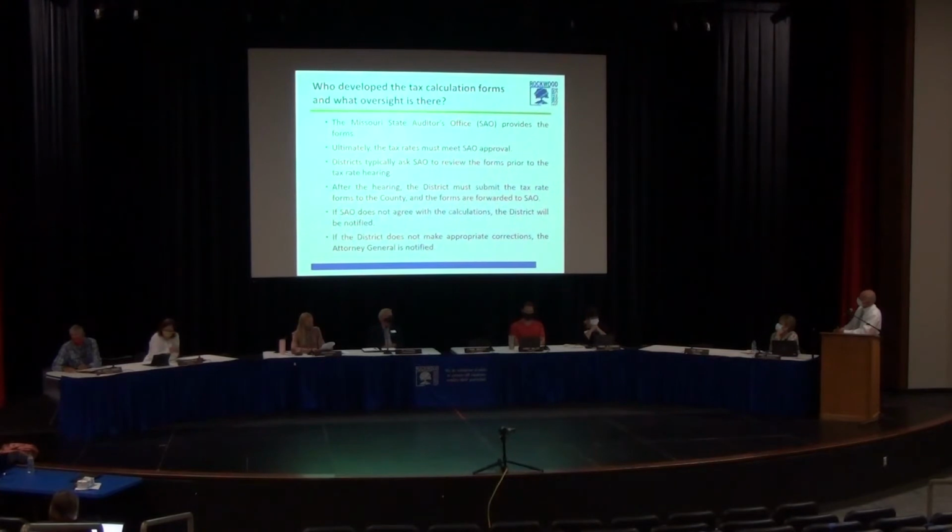And the tax calculation forms, how is this whole process defined? The simple answer is this whole process is highly defined by the State Auditor's Office. The State Auditor's Office provides the forms that we use to calculate it. The tax rates must meet the State Auditor's approval. Typically, when we do our calculations, we'll send it to them for review. After the tax rate hearing is set, after tonight, we will send our forms to the county for them to put on the tax rolls. The county sends that information to the state auditor, and then we'll get a letter from the state auditor in a few days where they certify our tax rate. So it's a very formal process.